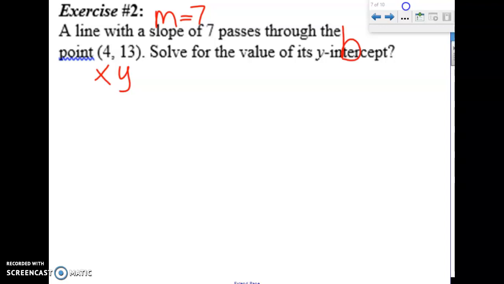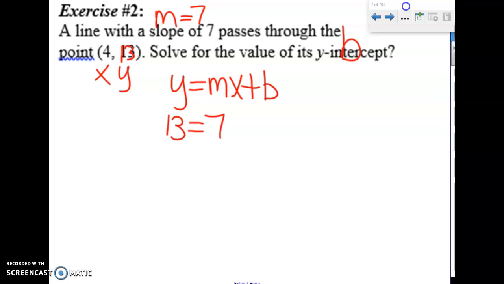All right? Let's not forget that this is all about using the equation y equals mx plus b. Okay? So if you're a good detective, you figure out all the clues and then you work from here. Those are all the things that I have to work with. Now what do we do? Substitute, right? Put in the numbers for the letters. So the y value is 13. The m value is 7. The x is 4, and I'm solving for b.